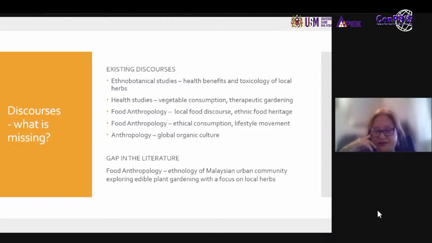So in ethnology, I would consider this an ethnology of a Malaysian urban community, which is exploring edible plant gardening with a focus on local herbs. Sometimes I think food, and sometimes I think gardening, but actually it's a convergence of the two things. And what's maybe unique about the study is that it focuses on Ulam, which is very much to do with local biodiversity. Okay, so I think that's it. Finish. Very fast, huh?